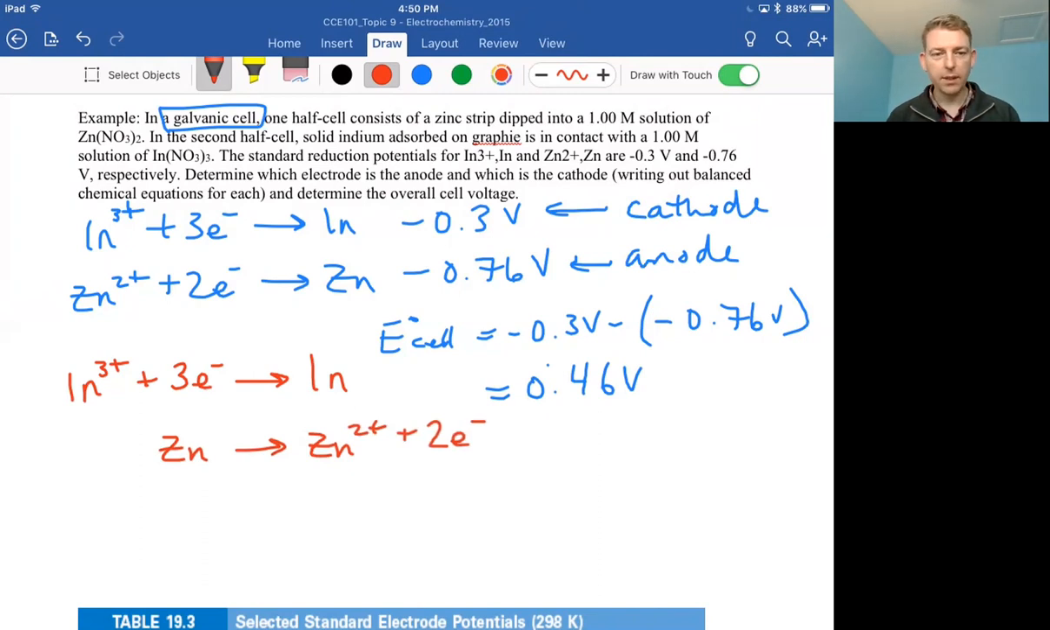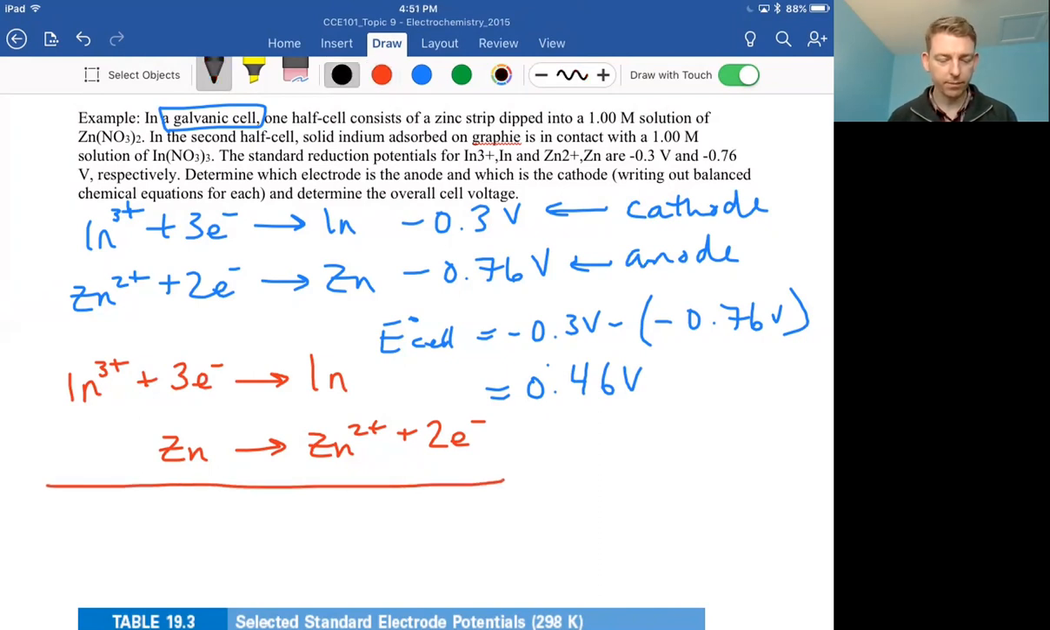Running down the list, for balancing this, one indium, that's good. One zinc, those are good. So we've balanced every atom that's not oxygen or hydrogen. There's no oxygen or hydrogen to deal with in this. So the only other thing we'd have to do is balance the charge, and then balance the number of electrons between the two half reactions so that we end up with a balanced equation that doesn't show any electrons in the end.